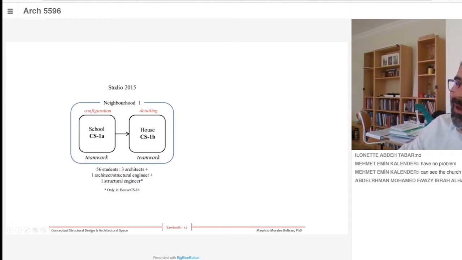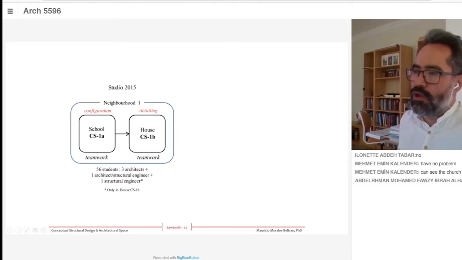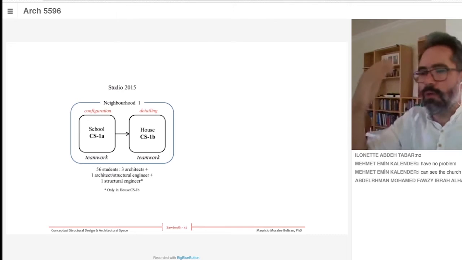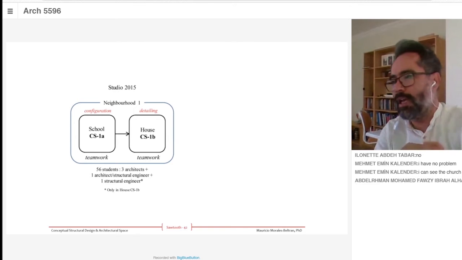All this was done in a teamwork. There was no individual work here. There were 56 students. I'm mentioning this because this is important for comparison with the next case. There were 3 architects as, let's say, the team. There was one architect and structural engineer, and there was a structural engineer that came and joined us in the house project. This engineer, by the way, is Andrew Charlson, who is the author of Seismic Design for Architects. He's a professor from New Zealand, and he very kindly came and helped us in the second part of the implementation.